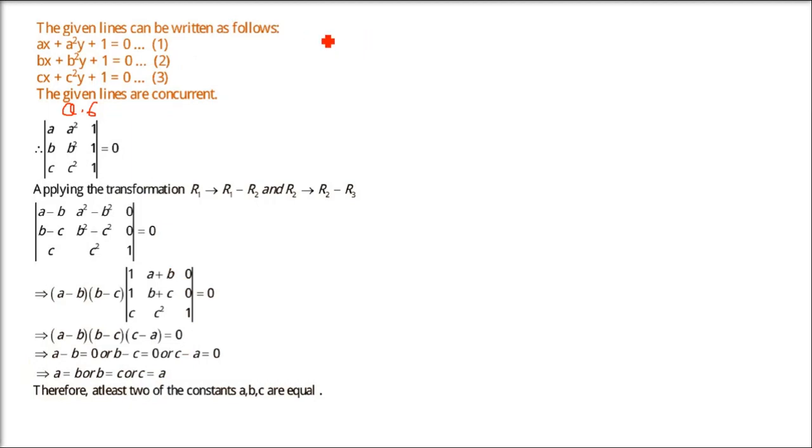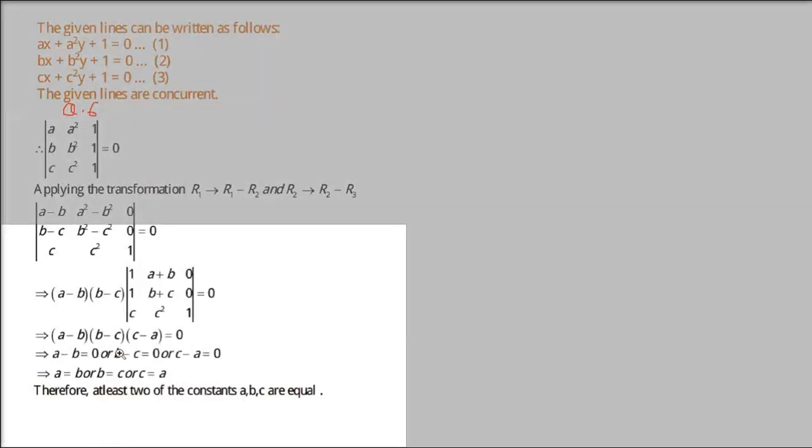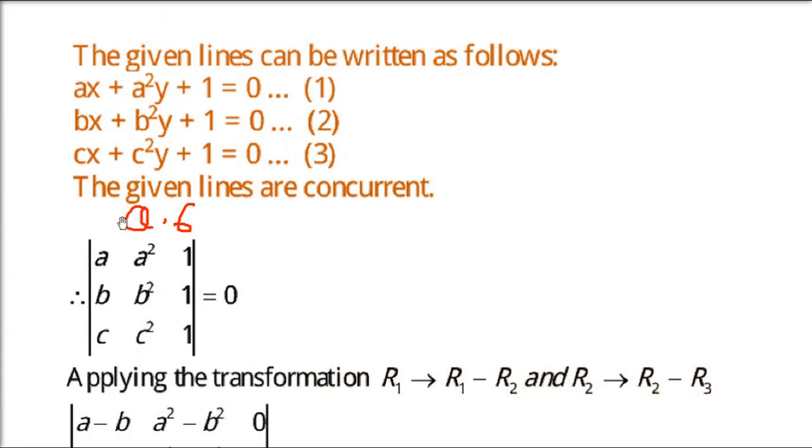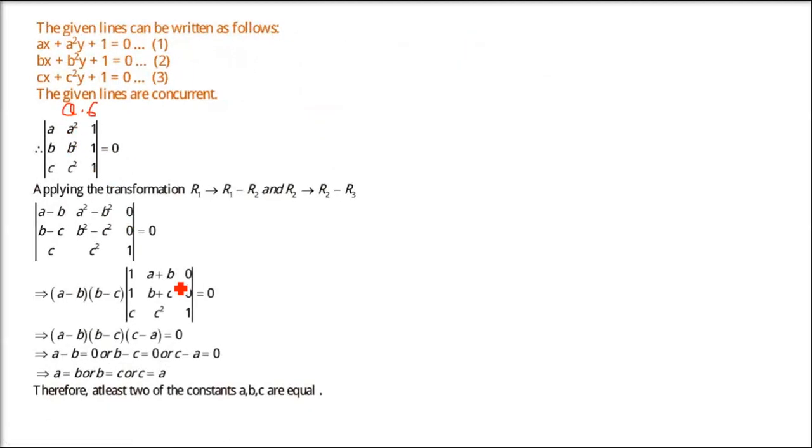We know that these 3 lines are concurrent. So we have to take the determinant. A, B, C you write here, A square, B square, C square here, and 1, 1, 1 here. Now this equals 0 because it is concurrent. Now I'll do some changes here. Row 1 we are changing as row 1 minus row 2, and row 2 we are changing as row 2 minus row 3.